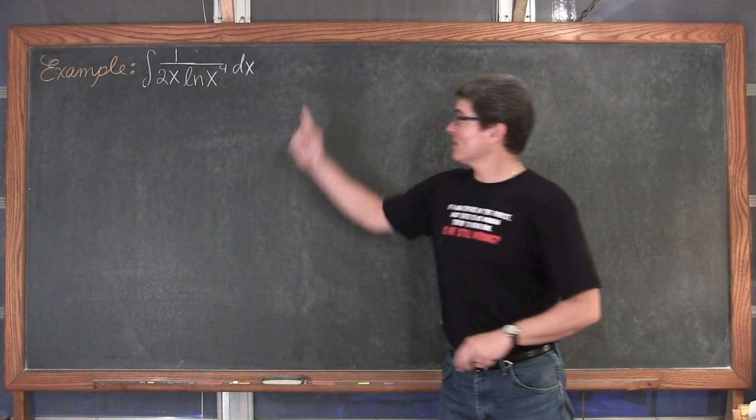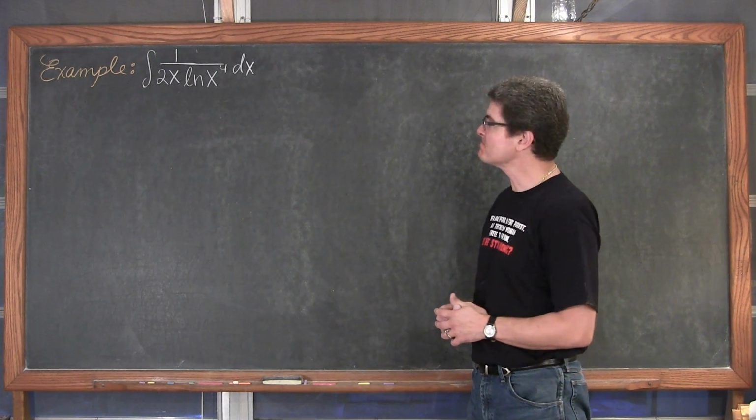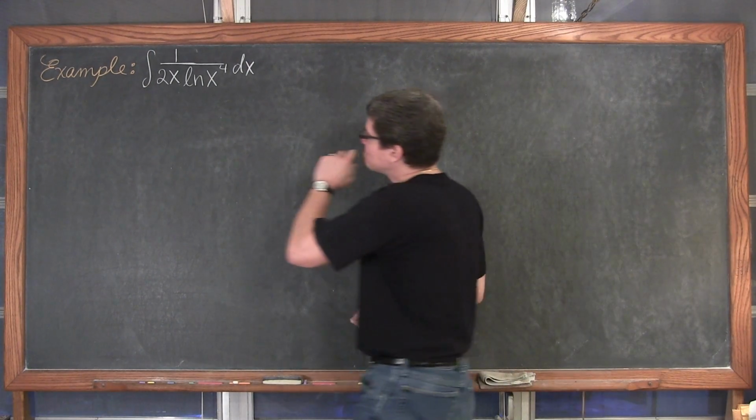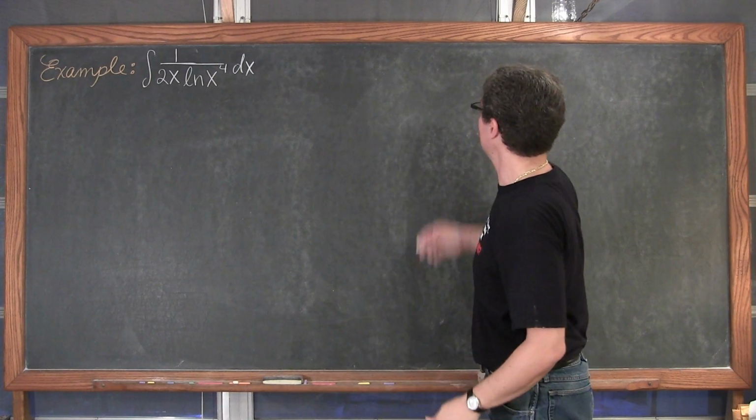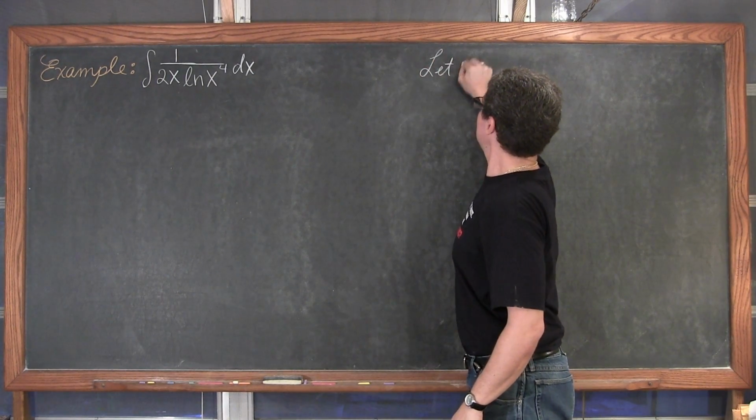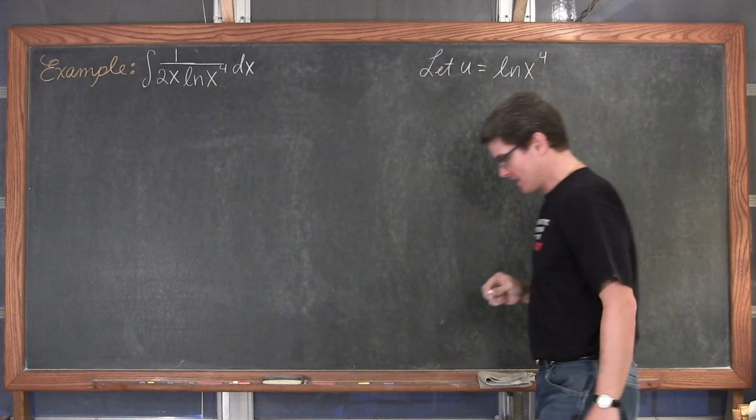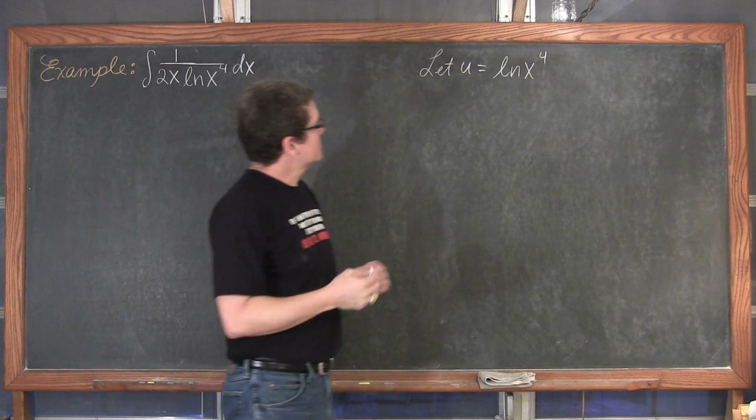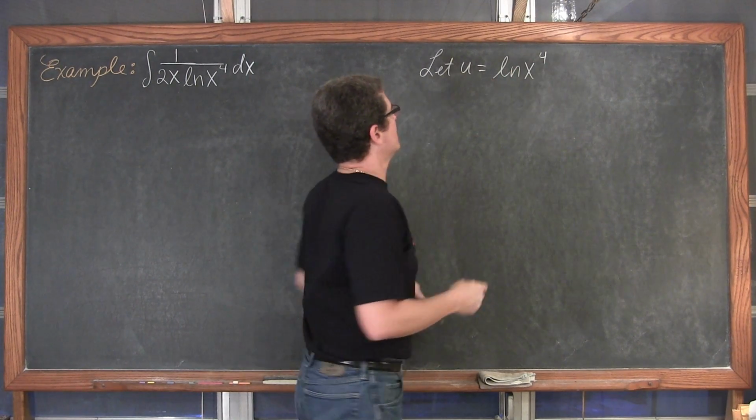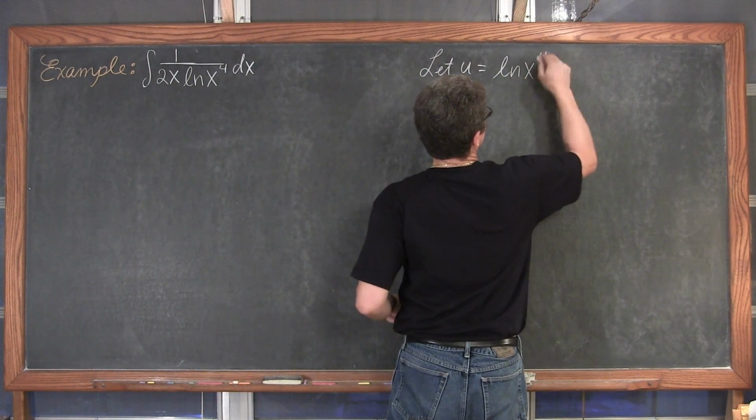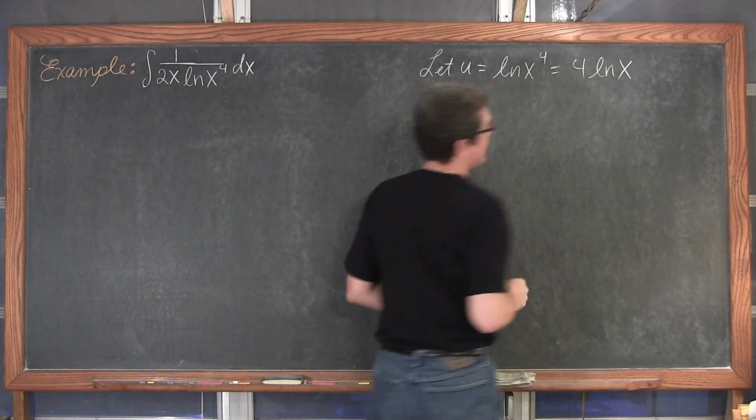Let's find the indefinite integral of 1 over 2x times the natural log of x to the 4th dx. Well, I'm going to see what happens when I let the natural log of x to the 4th be my u. So we're going to say let u equal natural log of x to the 4th. Then before we find the du, I'm going to go ahead and take this 4 and move it out front and rewrite that as, bring that power down, 4 times the natural log of x.